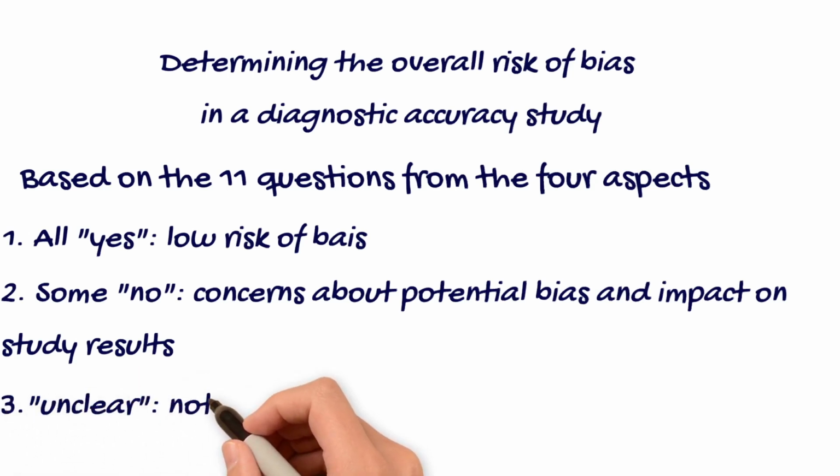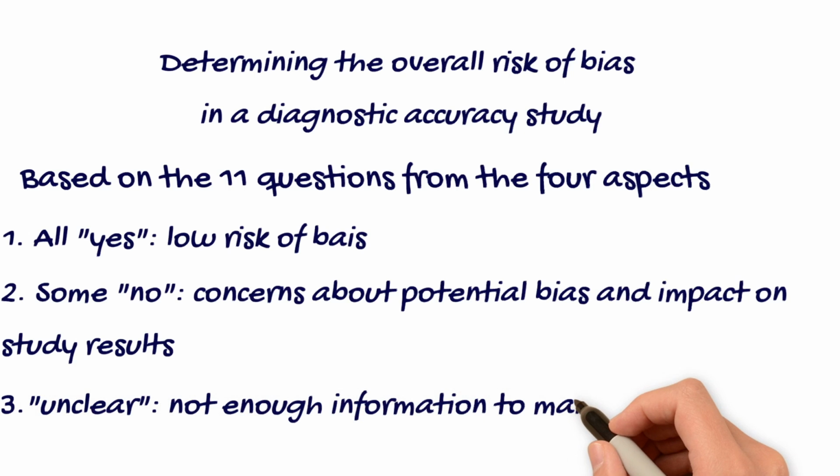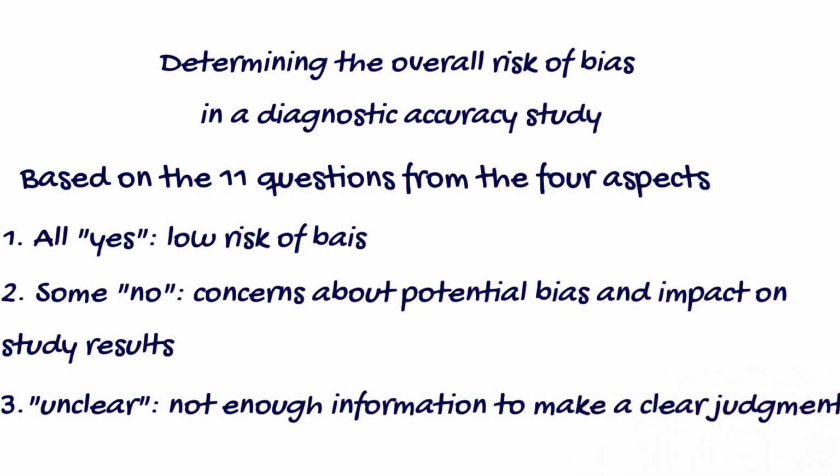Sometimes there may not be enough information to make a clear judgment, and that is when we use the unclear response. But we should only use this response when there is not enough data to make a reliable judgment about bias. It is important not to make assumptions or draw conclusions when we do not have all the necessary information.